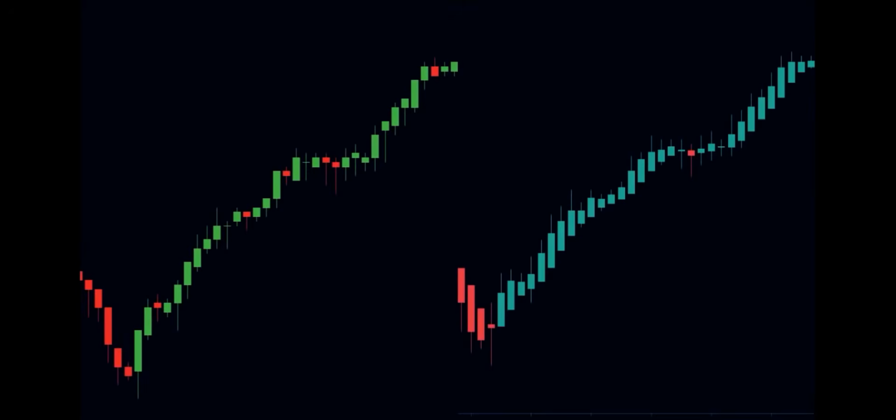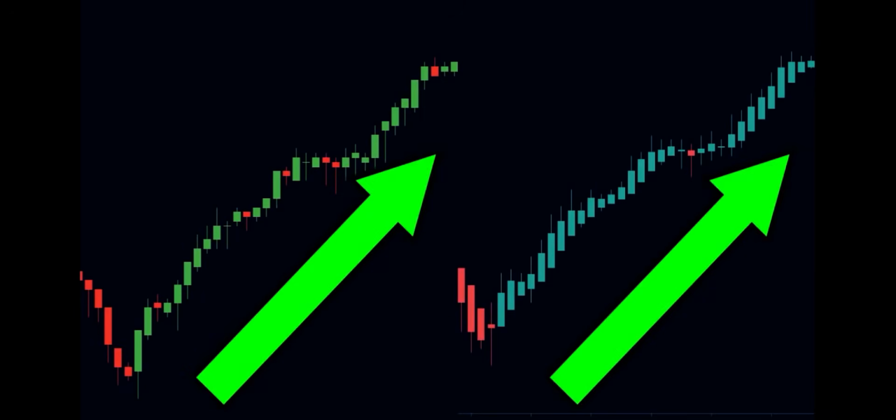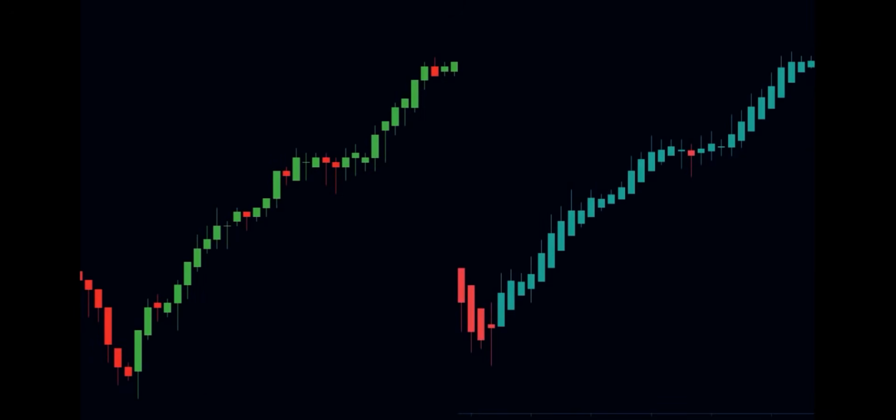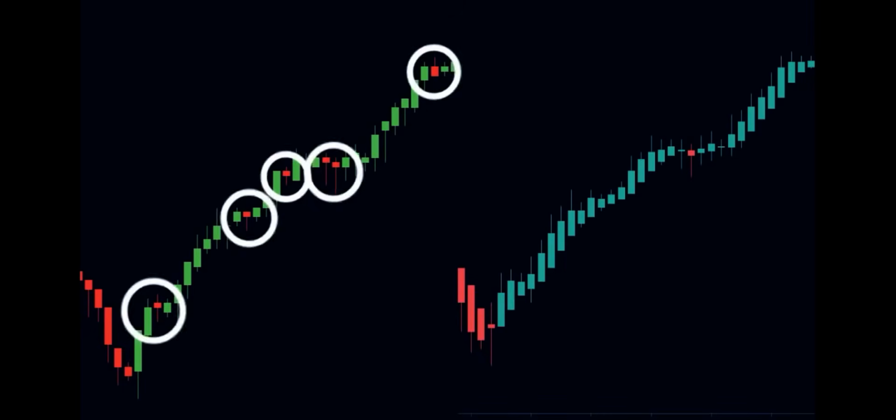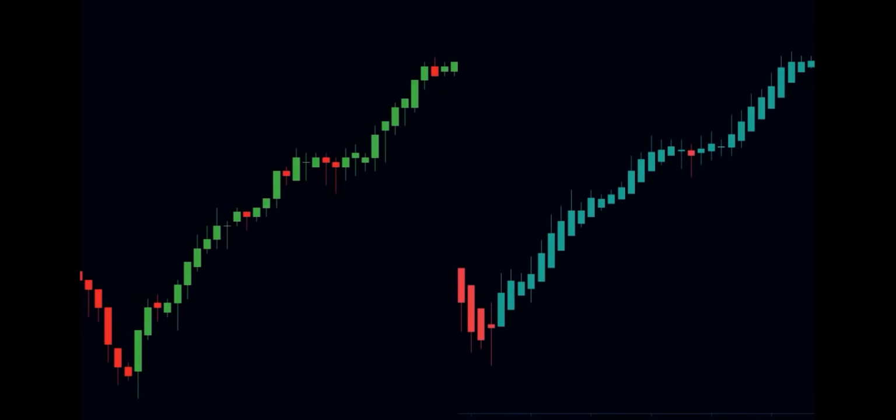Look at this chart. Here on the left side, we have the normal candlestick chart. And on the right side we have the same chart on Heikin Ashi candles. The price makes a very strong up move in this chart. But on the candlestick chart, we see several red candles in the up move, while on the Heikin Ashi chart, we see only one red candle.